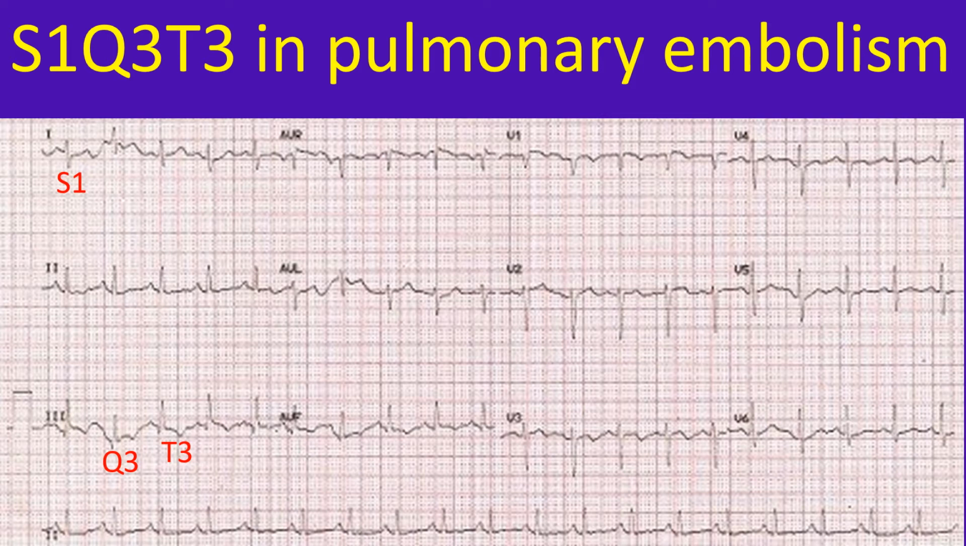S1 Q3 T3 pattern is the classical ECG pattern of acute pulmonary embolism, which is often taught in ECG classes, though it is not the commonest ECG finding in pulmonary embolism. The same pattern can also occur in other cases of acute cor pulmonale. The commonest ECG finding in acute pulmonary embolism is sinus tachycardia, which is noted in this ECG as well. T-wave inversion in anterior leads is another finding in pulmonary embolism.